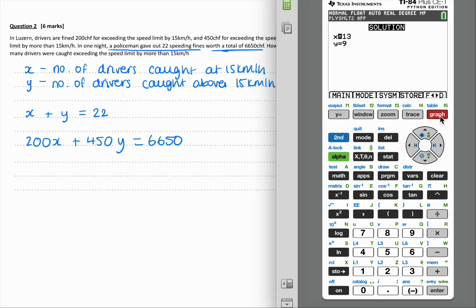And if I solve that, I can see that the number of x, so people that were caught up to the 15 kilometers an hour over, is 13. And the number of people exceeding that, they were 9. So the question is, how many drivers were caught exceeding it by more than 15? That's the y value. So there were 9 drivers caught. And that's the final answer there that it's looking for, the 9 drivers caught.